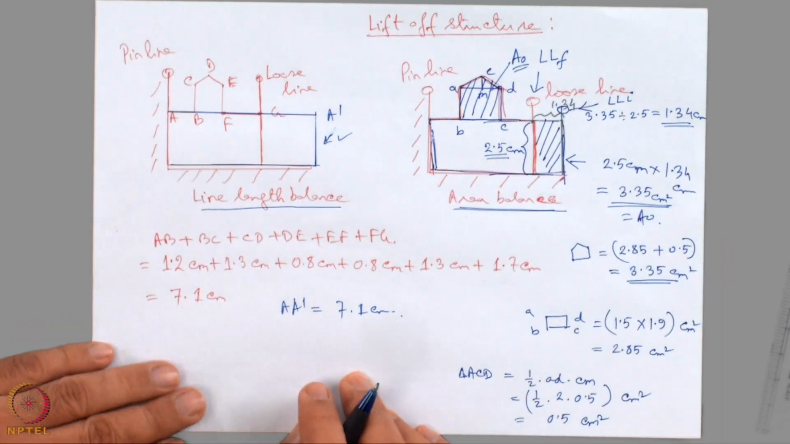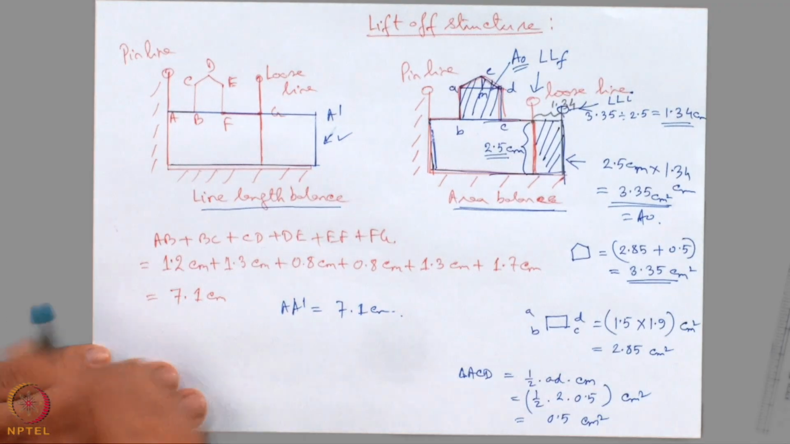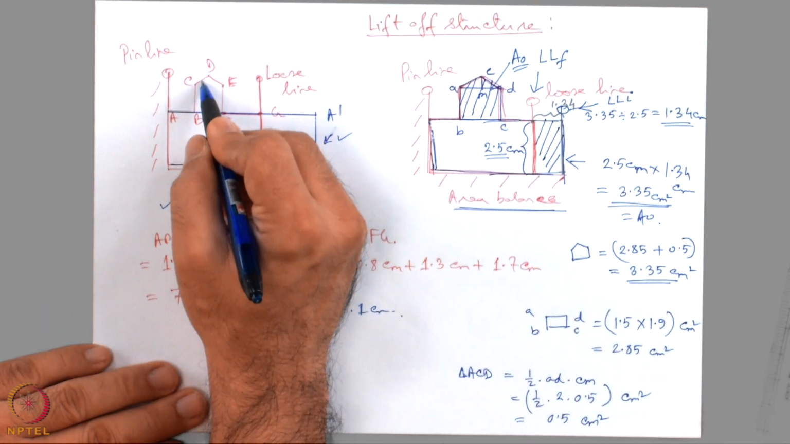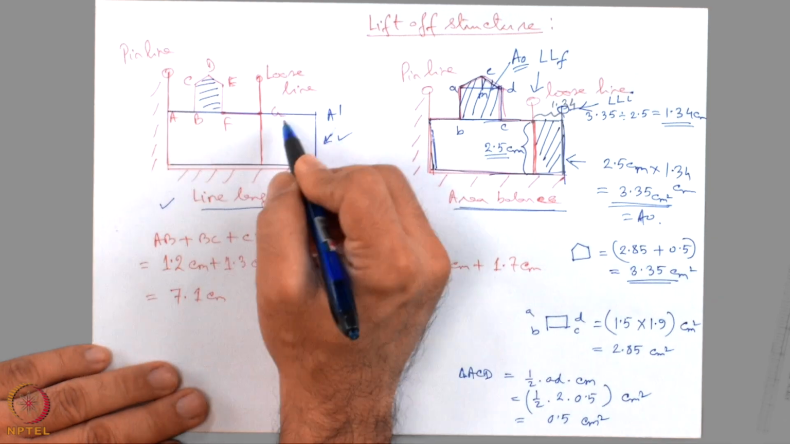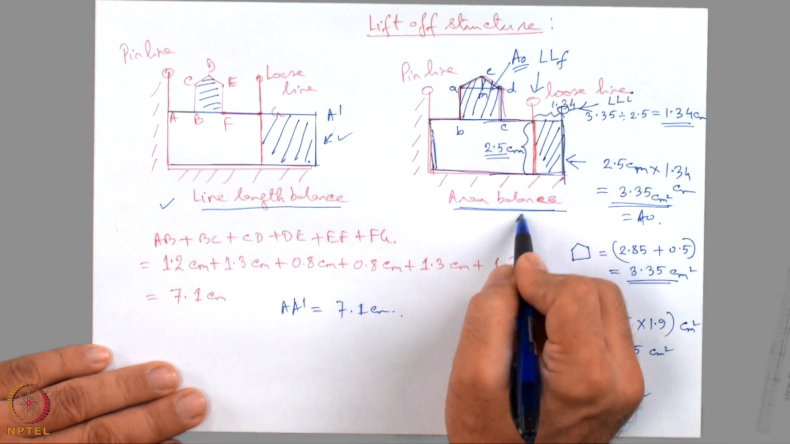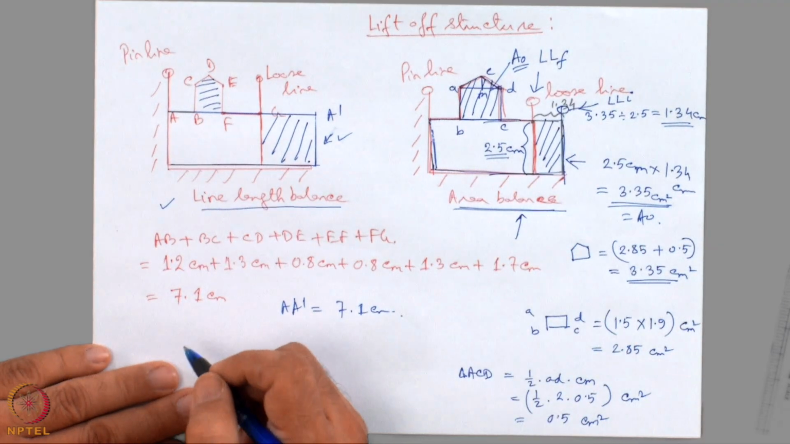So, we have two possible solutions by line length balance and area balance. When line length balance has been made, area balance is not done. Clearly, this area is less and this area is much more. Whereas, when area balance has been made, most likely line length balance has not been done.